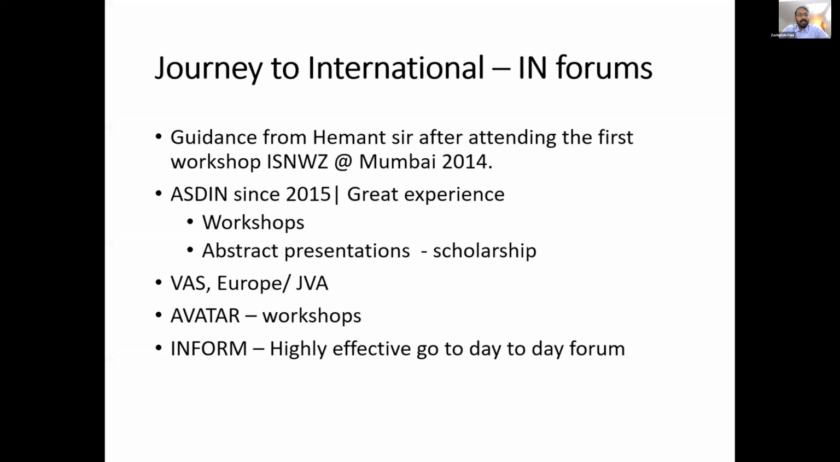Now coming to the last part, because I didn't present this time, but I have done presentations earlier. My journey to the international forums for interventional nephrology started in 2014 when I attended Hemant sir's first workshop in Mumbai. Subsequently, I joined ASDIN in 2015 and have been regularly attending most of ASDIN's conferences since then. It has always been a great experience learning something and meeting wonderful people. Suresh sir, I meet each time, and he has been very encouraging. I've attended most of their workshops.